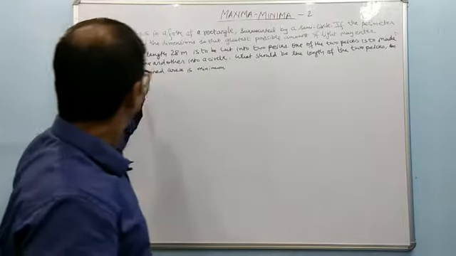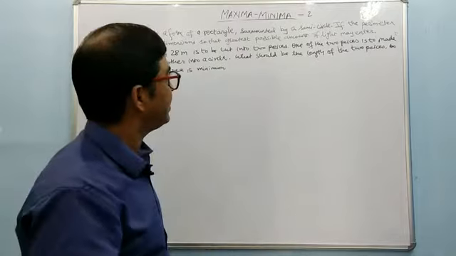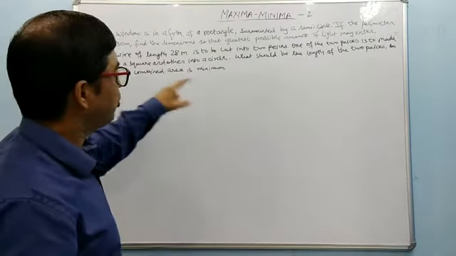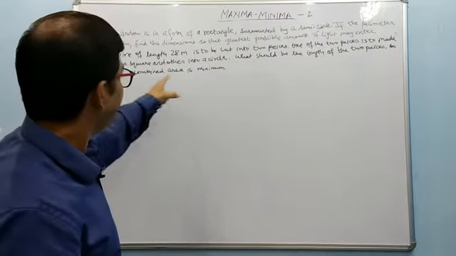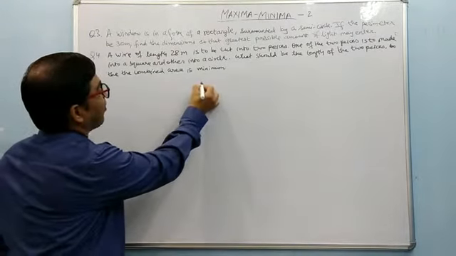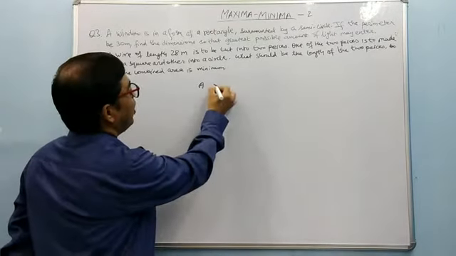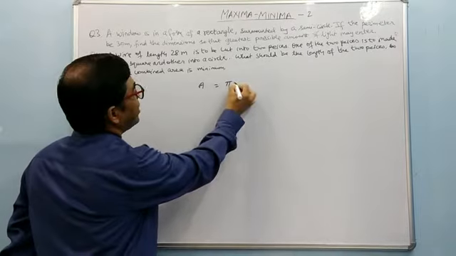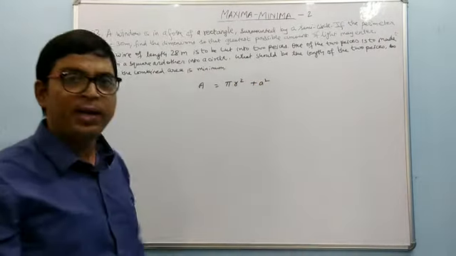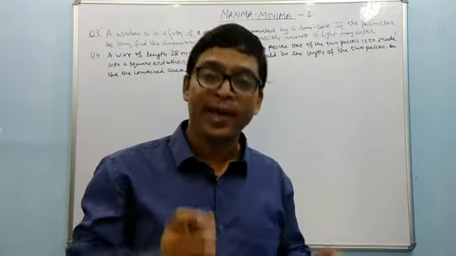Now see question number 4. A wire of length 28 meter is to be cut into two pieces. One is made a square and the other a circle. What should be the length of the two pieces so that the combined area is minimum? So first thing, we will write the combined area of circle and square. What is that? It is pi r square plus a square. Very simple. Now we have to convert it into a single variable.